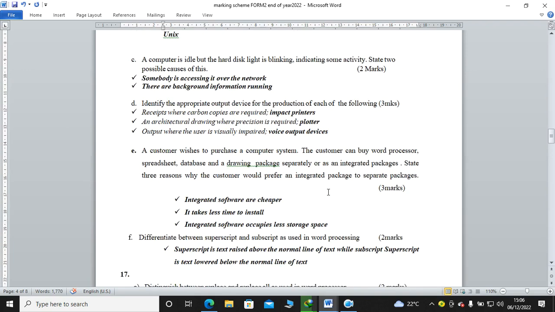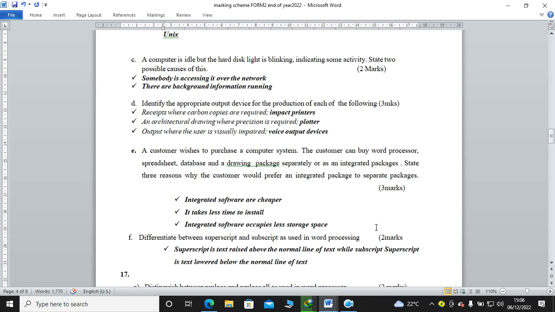Then the next question here. Let's look at the next question. A customer wishes to purchase a computer system. The customer can buy a word processor, spreadsheet, database, and a drawing package separately or as integrated packages. State the reasons why the customer would prefer an integrated package to separate packages.